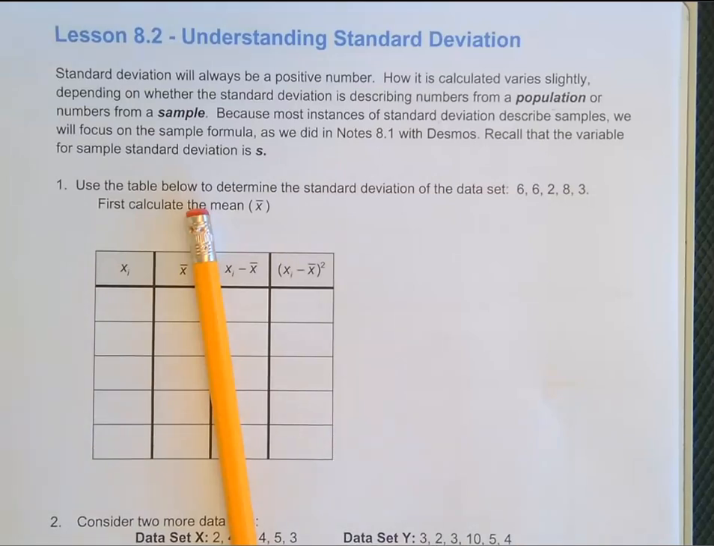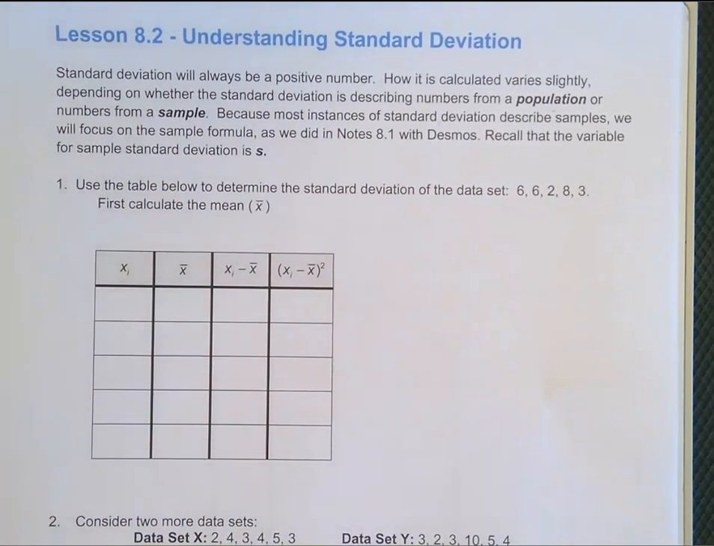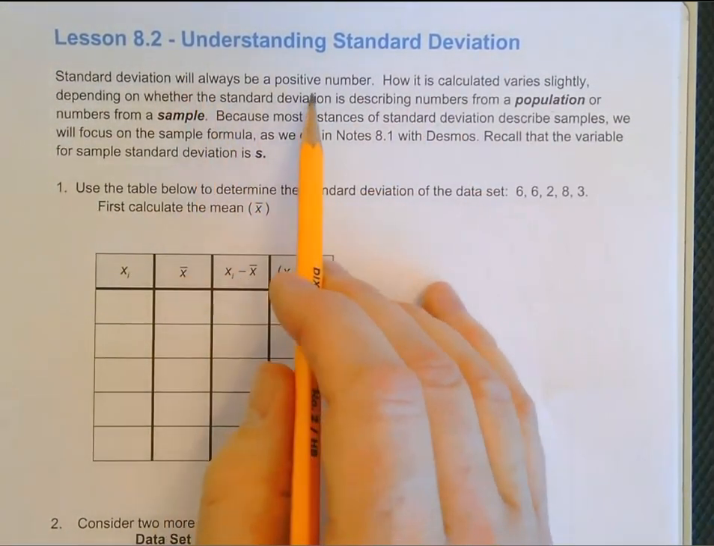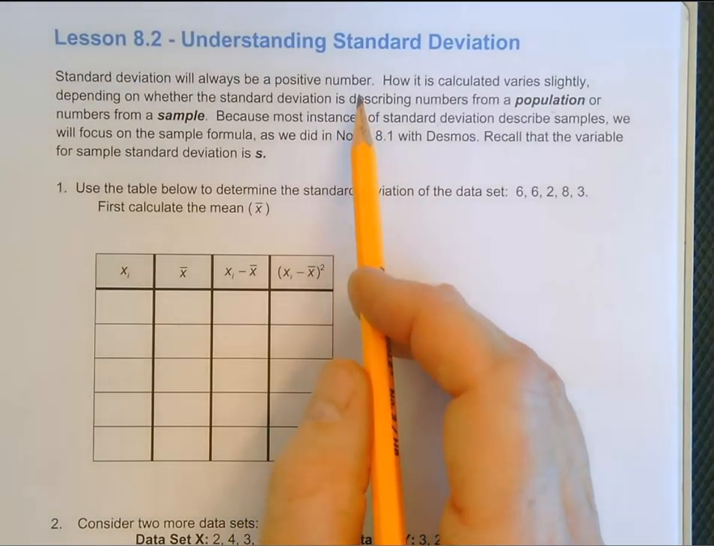Okay, so today we're going to be covering 8.2, understanding standard deviation. In the last lesson, we talked about what standard deviation was and how it measures spread of data, how far from the mean the data goes. And so you can see here that standard deviation will always be a positive number.